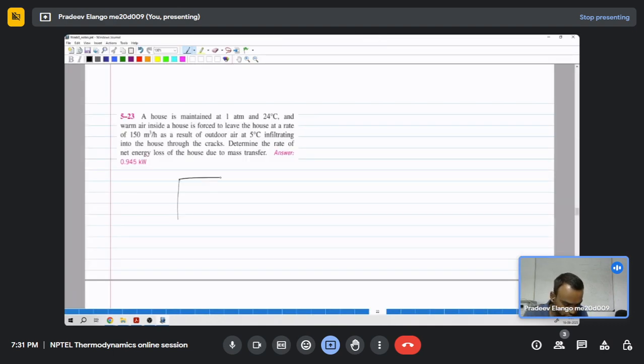So there is some control volume, which is the house. There is some air going out, and because of some air coming in, the temperature inside is maintained at 24 degrees Celsius by adding heat to the system. The air that goes out leaves at 150 meter cube per hour, and the temperature will be 24 degrees Celsius because it is coming out of the room. The outside air is at 5 degrees Celsius, so whatever is entering inside will be at 5 degrees Celsius.